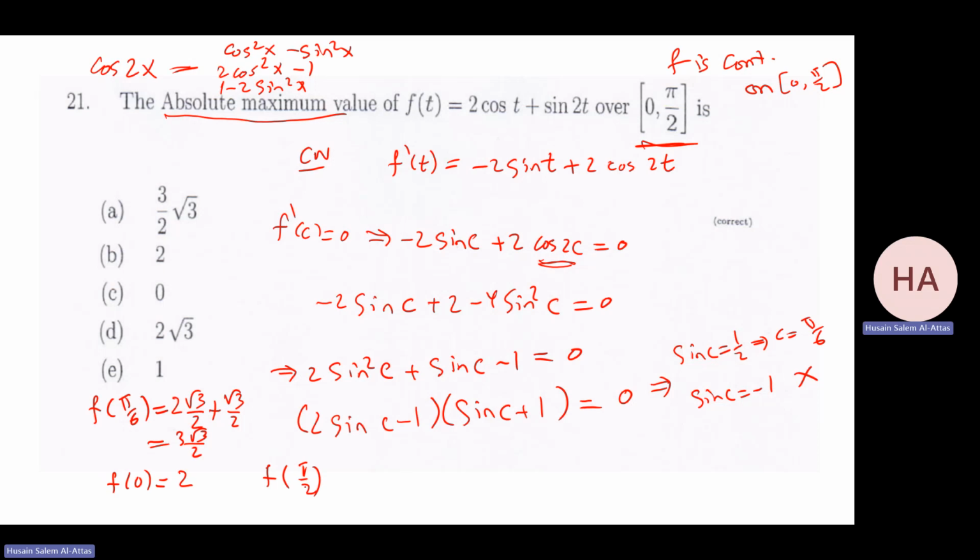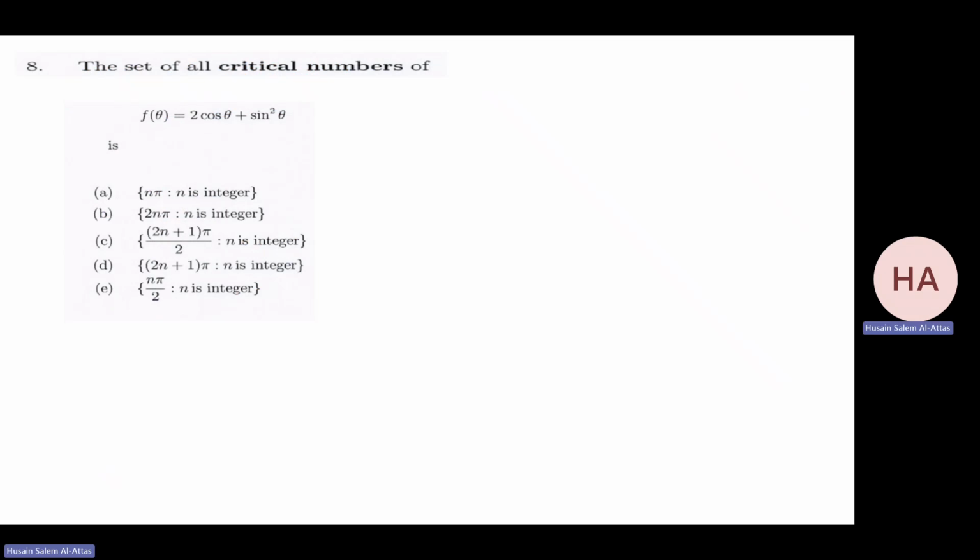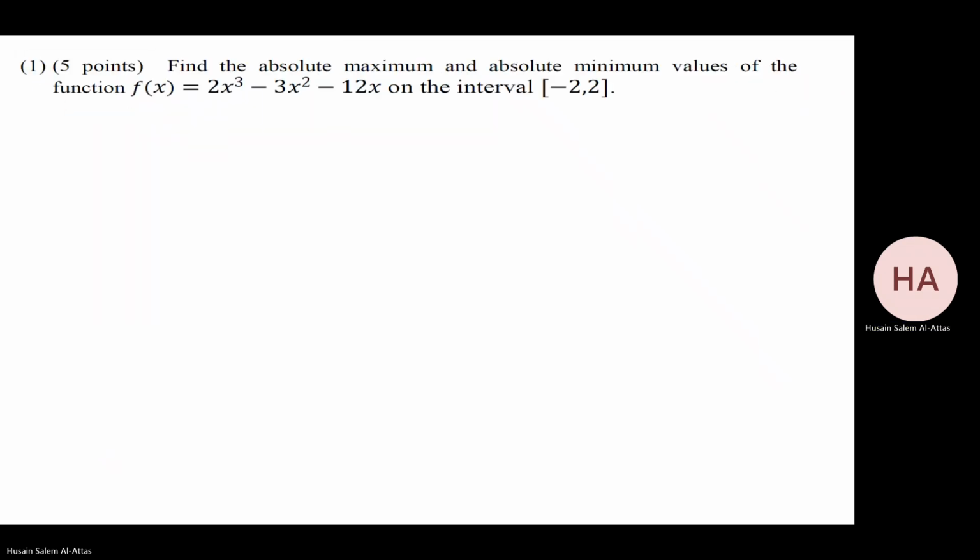That will be what? Cosine pi over 2 is 0, and sine that will be 0. Which is bigger, this value or this? Very clear, this is greater than 2. So absolute maximum is 3 square root of 3 over 2. Which is this one? The set of all critical numbers.